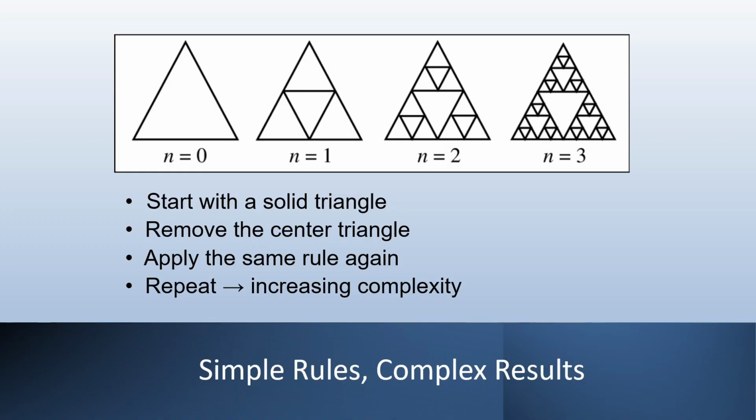We begin with a simple triangle. This is step 0. In the next step, the triangle in the center is removed, leaving 3 smaller triangles. The same rules then apply to each of the other triangles, removing their centers as well. This process repeats at every step. Even though pieces are being removed, the pattern becomes more detailed and increasingly complex.